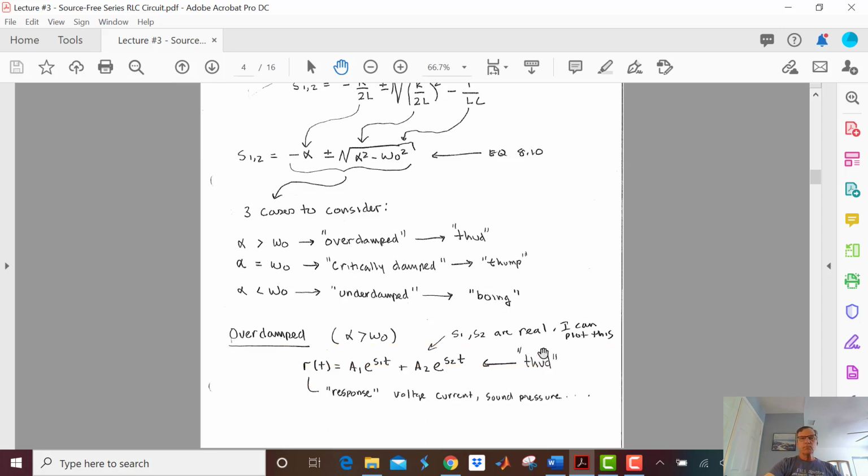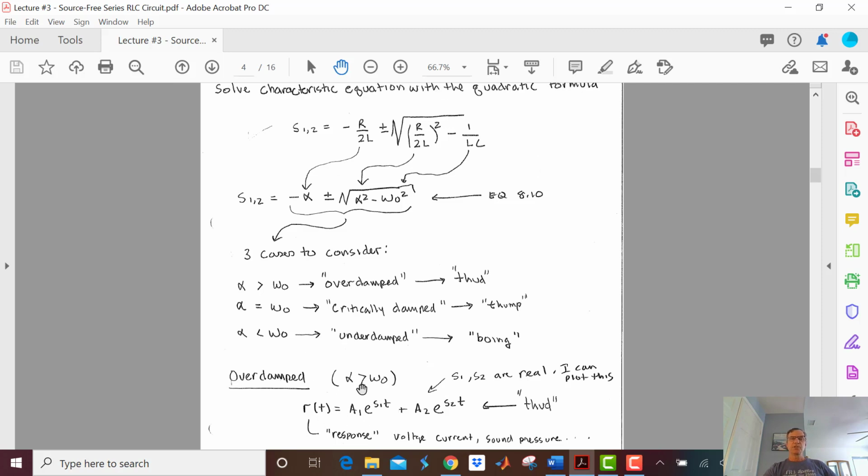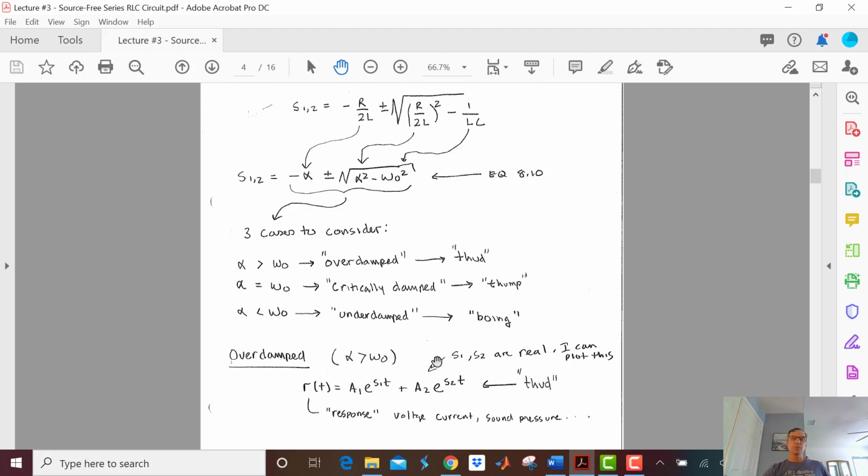Okay, so let's start off with the overdamped case. We have all our circuit components, and they all have values. We get our alpha and our omega naught, and we find that alpha is greater than omega naught. Sometimes I'll say that our thuddiness measure is greater than our boinginess measure, alpha being our thuddiness measure and omega naught being our boinginess measure. So this one is overdamped.